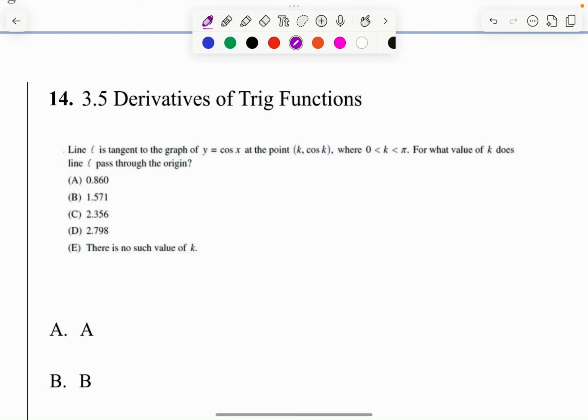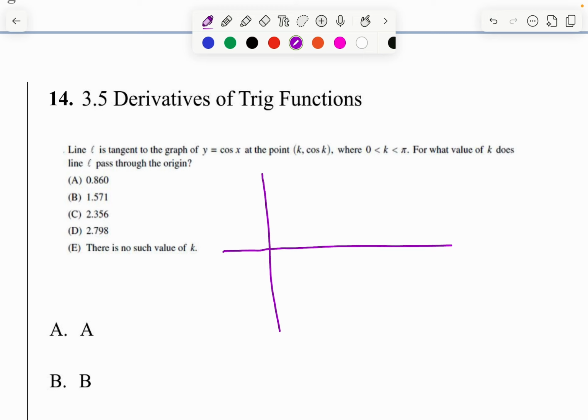Okay, this says the line L is tangent to the graph of cosine of x at the point (k, cosine of k). K is in between 0 and pi. For what value of k does the line L pass through the origin? All right, you can use technology, but I'll try to save myself from going to a different screen.